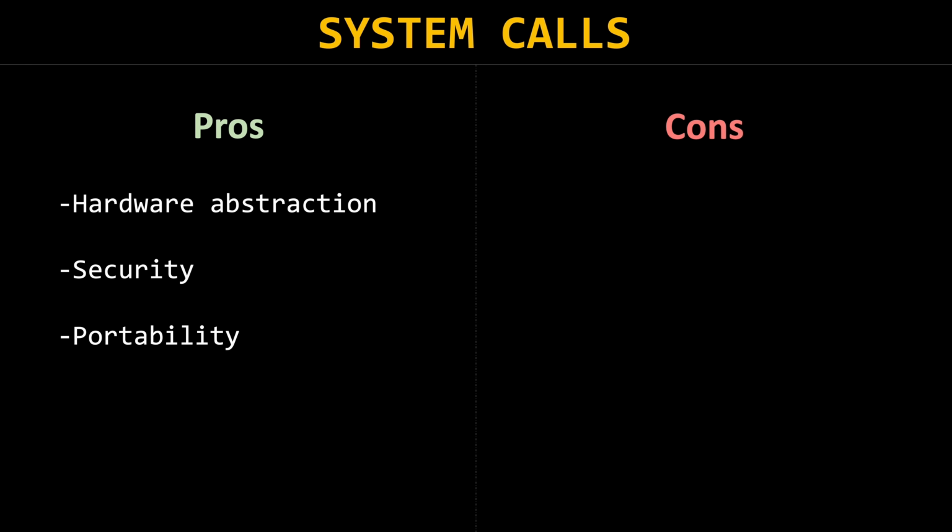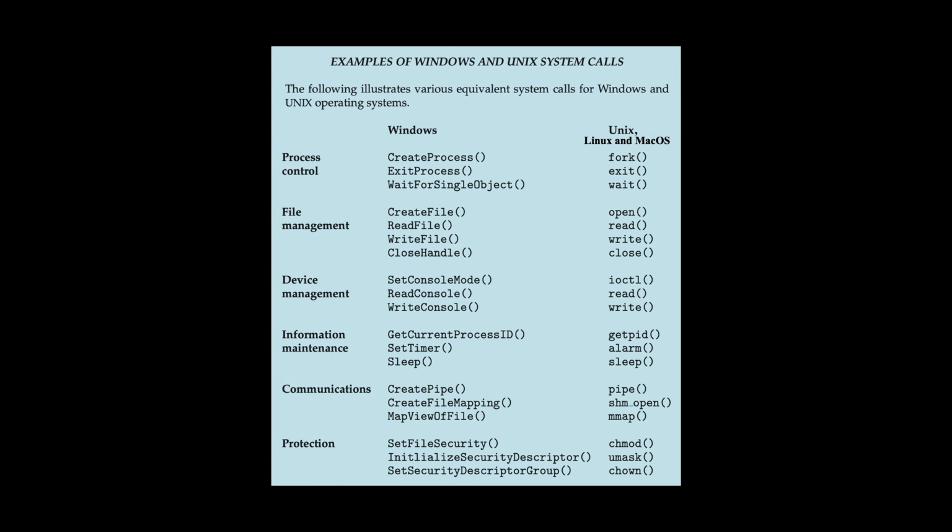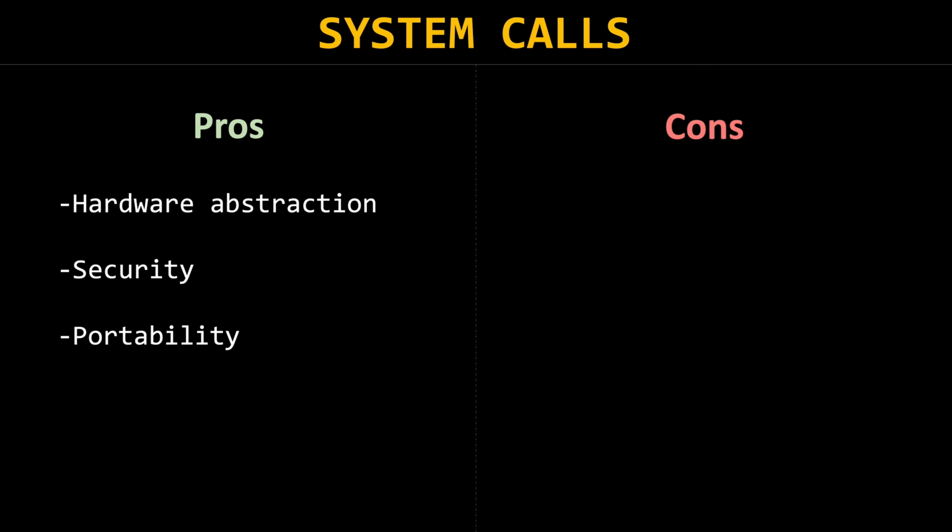The third advantage is portability. If multiple platforms follow certain guidelines, the same source code can compile in different systems. System calls have some drawbacks, the first one being performance overhead. This is also somewhat related to the hardware abstraction that they provide.